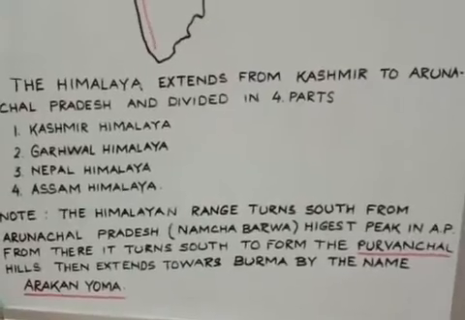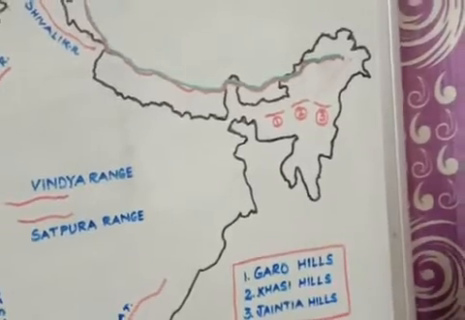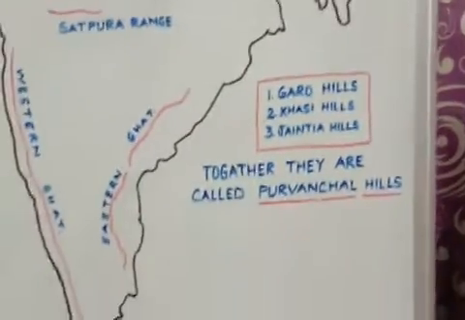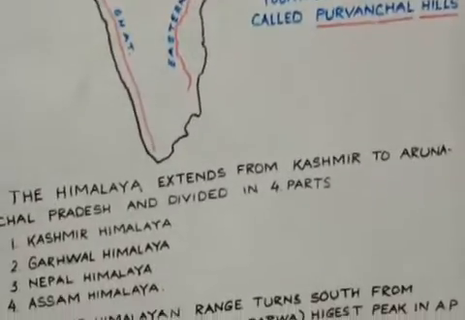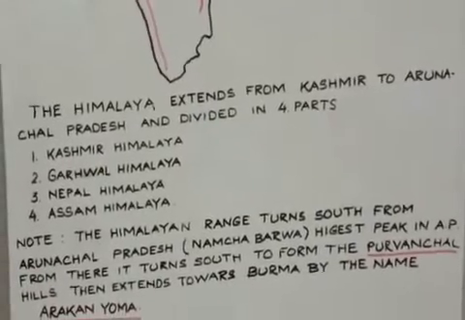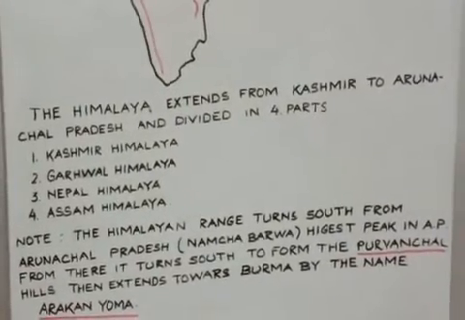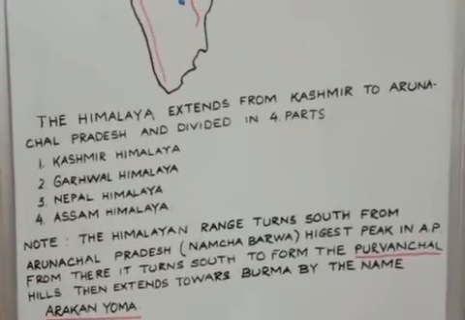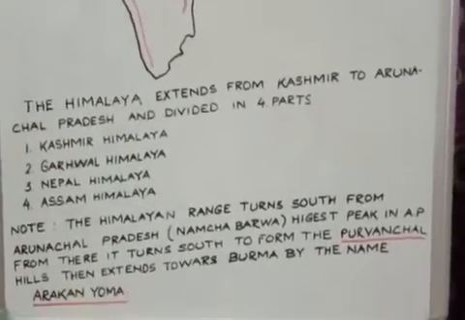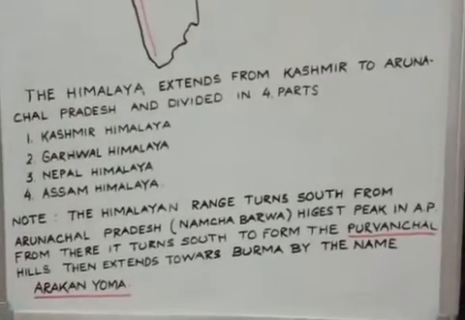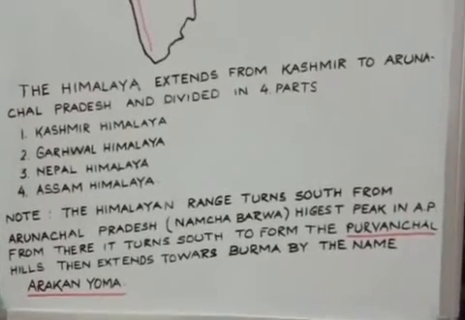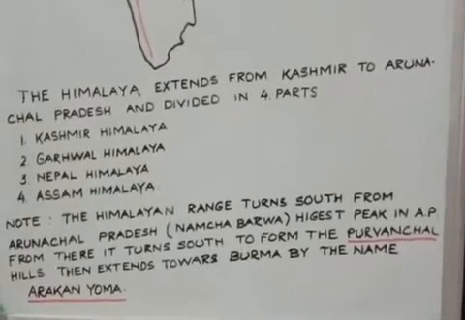The Himalayan range in the eastern part ends in Arunachal Pradesh, and from Arunachal Pradesh it turns towards the south. It turns around a peak called Namcha Barwa, the highest peak in Arunachal Pradesh, forming the Garo, Khasi and Jaintia hills. From there it turns south, forming the Purvanchal hills, and extends down to Burma.